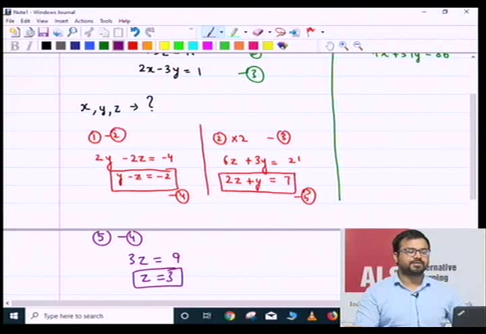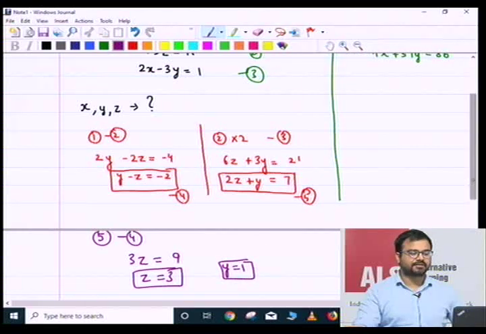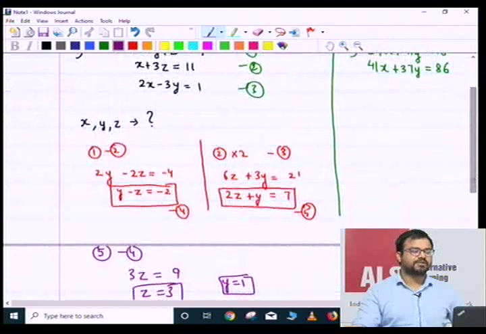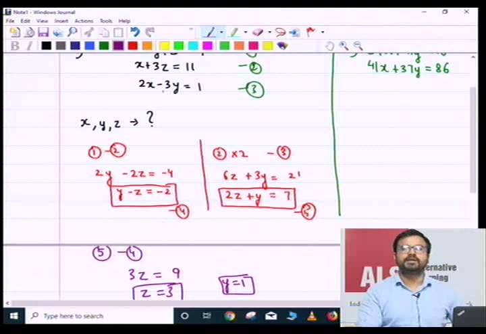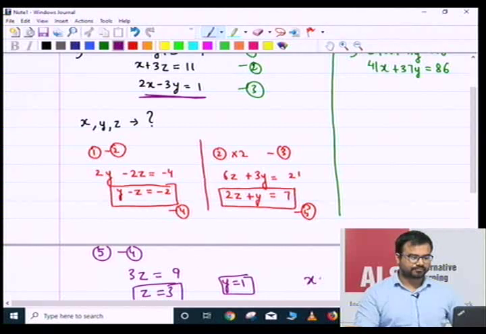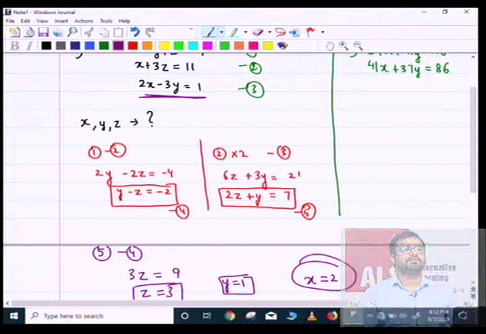If z is 3, y is going to be 1. And if y is 1, you can put it in any equation. Let's say I am substituting y equal to 1 in the third equation. Then it will become 2x is equal to 4, and x will be equal to 2. So these are the three values.